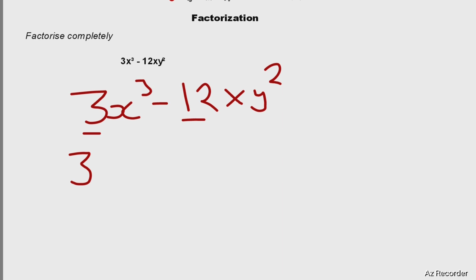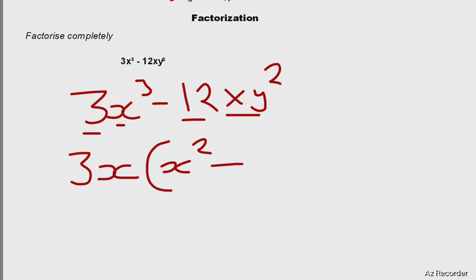Okay, then after that, you look at the letters now, the variables. You identify something that appears on both terms. Okay, so x appears on both terms. So what do you do with the x? You factor it out as well. Okay, then you open the brackets here. So after factoring out 3 and x, here you are going to remain with the x squared. Okay, x squared, because you had x to the power 3 and you factored out 1x, so you will remain with x squared and minus.